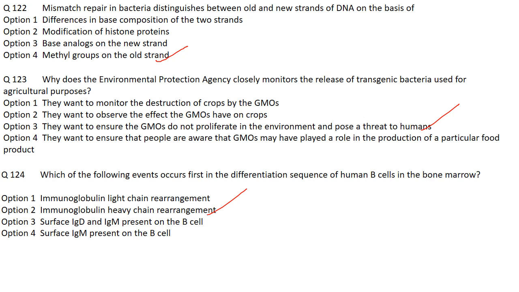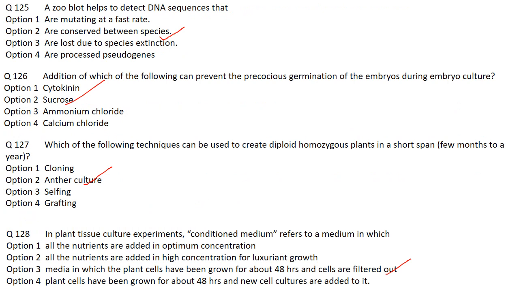Answer is option 2. A zooblot helps to detect DNA sequences that, so a zooblot is a type of southern blot that demonstrates the similarity between protein coding DNA sequences of different species. The purpose of zooblot is to detect the conservation of the genes of interest throughout the evolution of different species. So a zooblot helps to detect DNA sequences that are conserved between species. So answer is option 2.